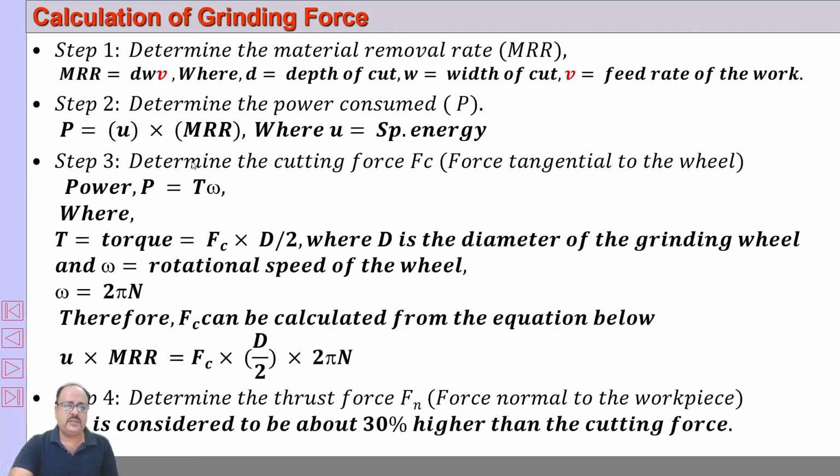And that is equal to the torque applied by the wheel times the angular speed of the wheel. I am interested in finding out the Fc. So torque is basically Fc into the radius, and the angular speed is 2πN. So U into MRR is equal to Fc into D/2 into 2πN. So all these parameters are known to us. So I can find out the Fc, the tangential force or the cutting force, Ft or Fc, and the normal force can be found to be approximately 30% higher than the cutting force. So like this you can calculate the grinding force.